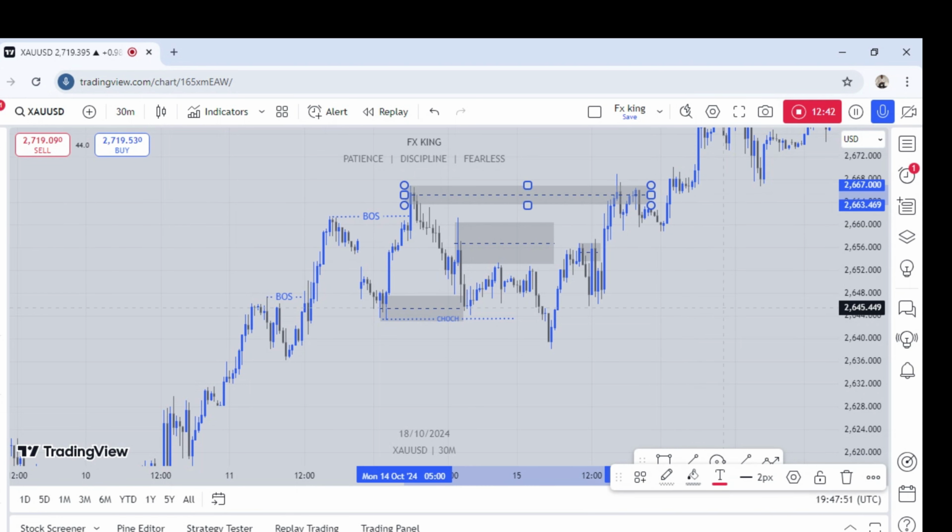That is because they don't mark structure the right way. Now, let me show you an example where if you have marked structure the right way, which I have just shown you, you should not have fallen into this scam.